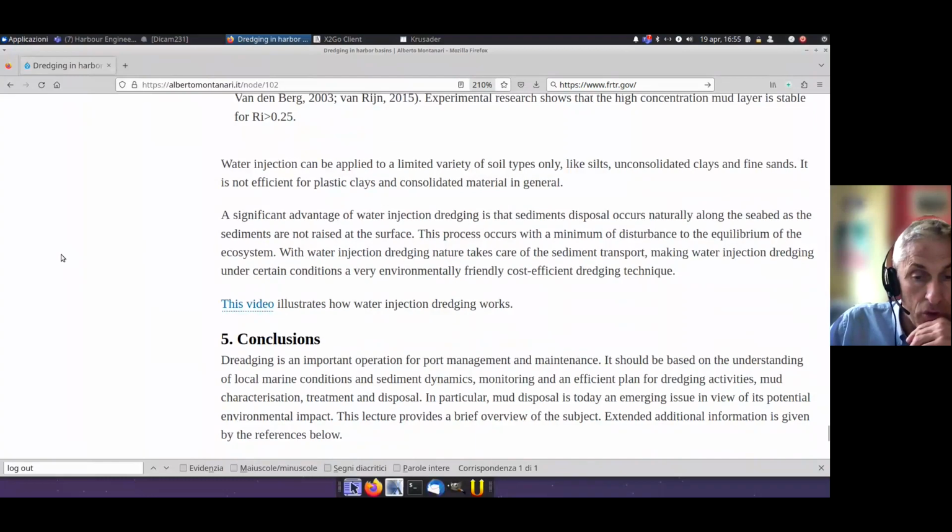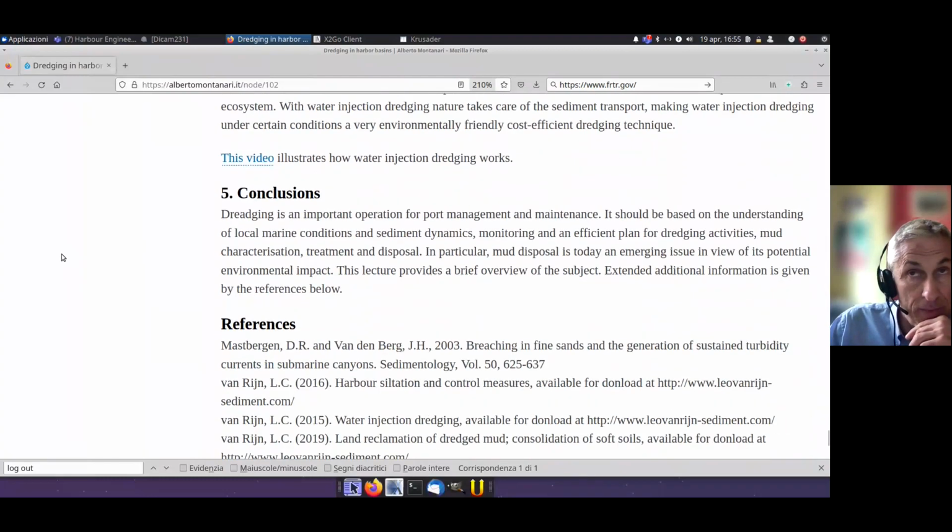Good. So, conclusions. It has been a long lecture. I'm not sure I succeeded in making it not boring. Dredging is an important operation for port management and maintenance. As we said, it should be based on the understanding of the local marine condition and sediment dynamics, and therefore we need a monitoring plan, and we need a dredging plan. And mud disposal is today probably one of the most critical issues.